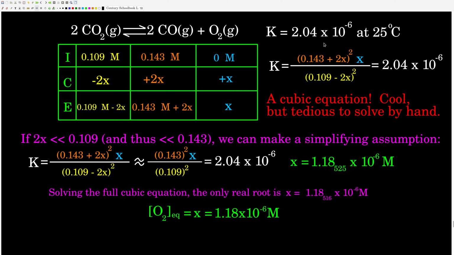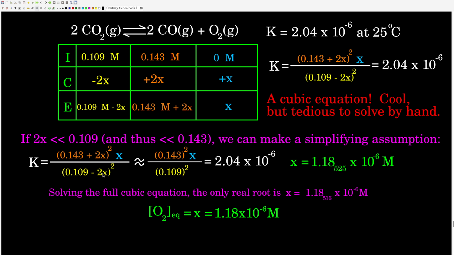This is a pretty small K: 2.04 times 10 to the minus 6, 0.0000204, right? And so small K means that we don't make very much products. So let's say, there's our equilibrium expression, so if we don't make much products, that means x is going to be pretty small. So why don't we say, what if 2x is less than 0.109? That means we can neglect it here.